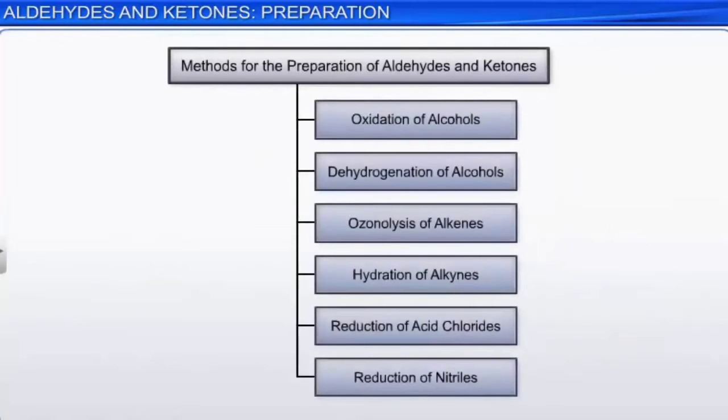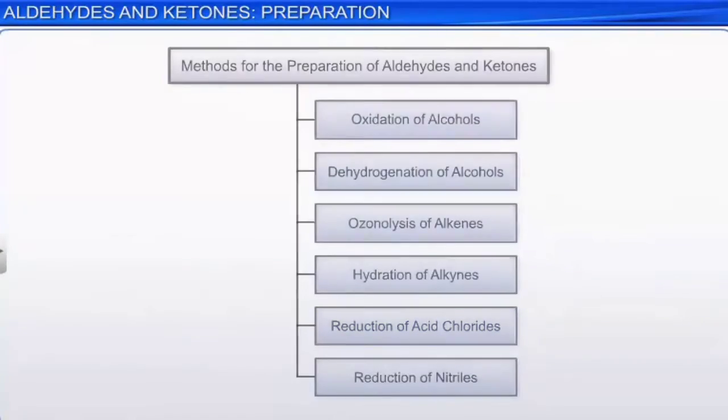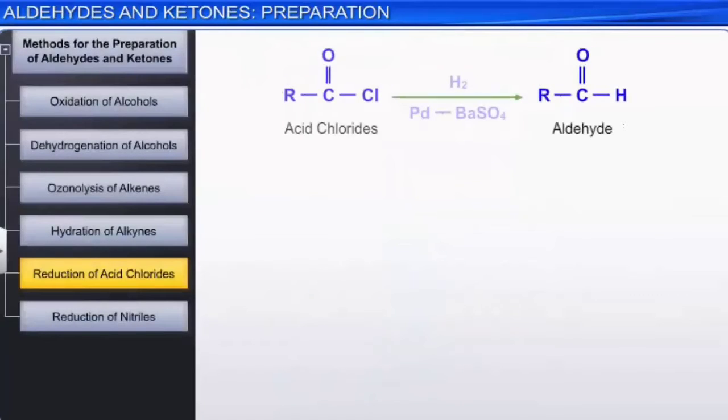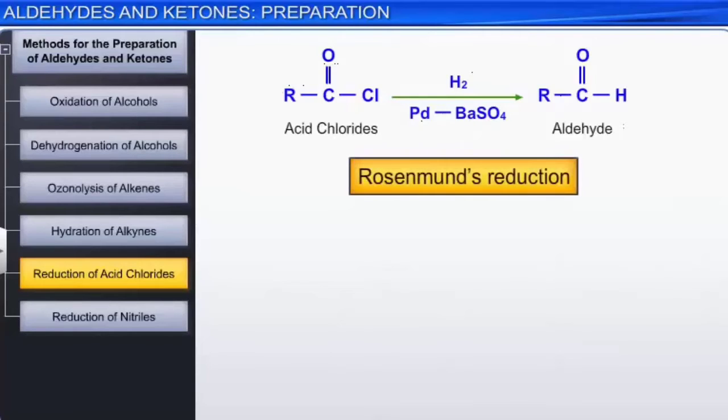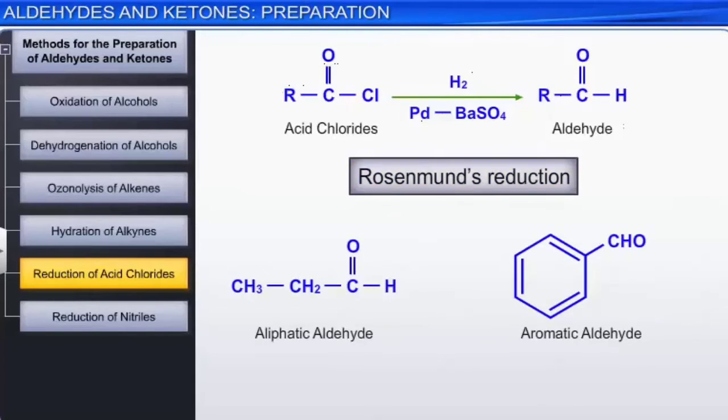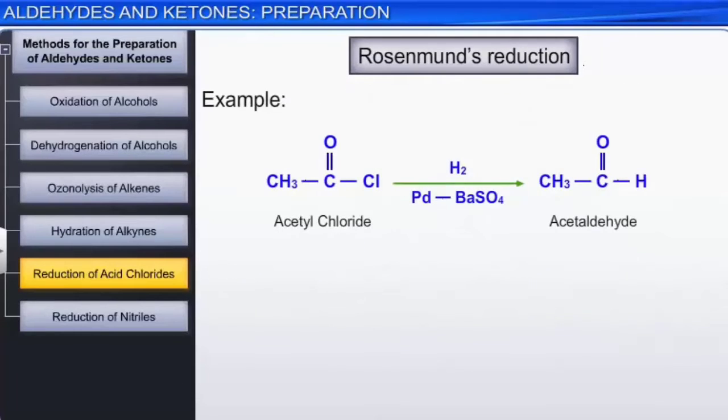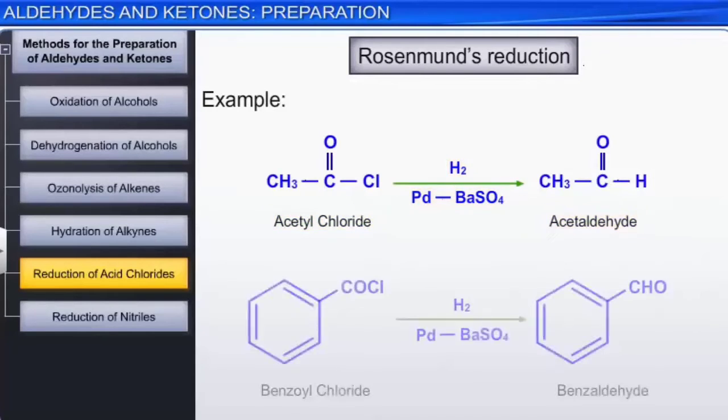Carbonyl compounds can also be prepared by the reduction of acid chlorides. Aldehydes can be prepared by the reduction of acid chlorides with hydrogen in the presence of palladium on barium sulfate in quinoline. This reaction is called Rosenmund's reduction. Aliphatic and aromatic aldehydes can be prepared by this method. Note that ketones cannot be prepared by this method. For example, adding hydrogen to acetyl chloride in the presence of palladium on barium sulfate in quinoline yields acetaldehyde. Similarly, Rosenmund's reduction of benzoyl chloride gives benzaldehyde.